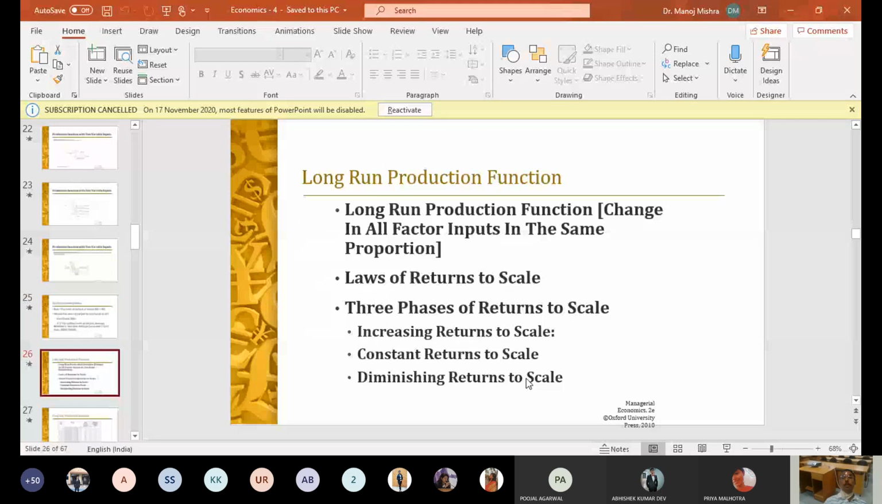Now we move on to the long run production function, but this we will do in the next class. If anybody has any questions, please let me know.